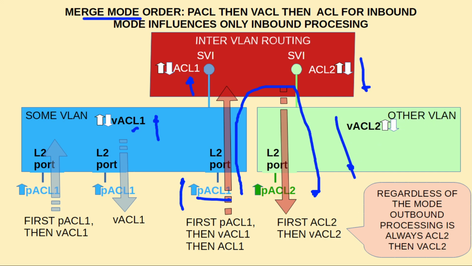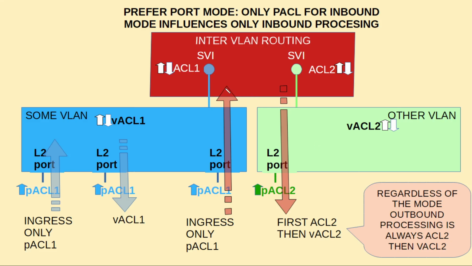direction. Now let's do the same exercise when the entry point or port is configured to use the prefer port mode. Let's analyze first the case where traffic travels through the same VLAN. So it enters through this port and exits through this port, where both ports belong to the blue VLAN.